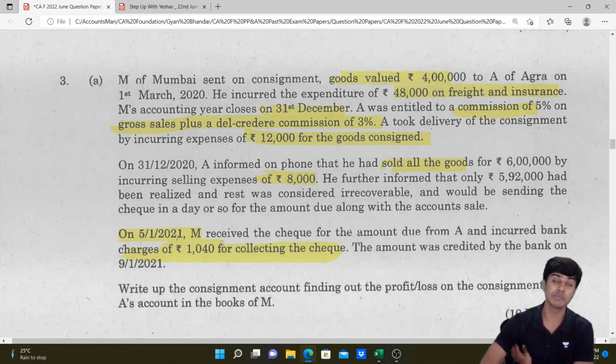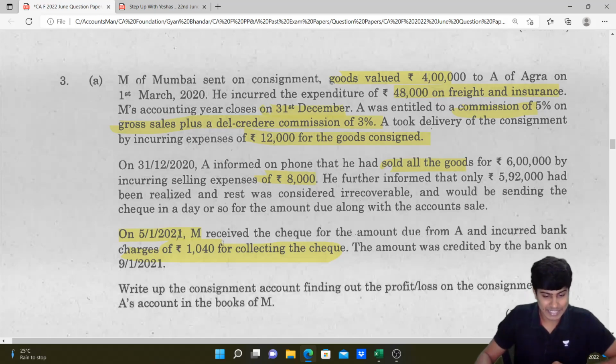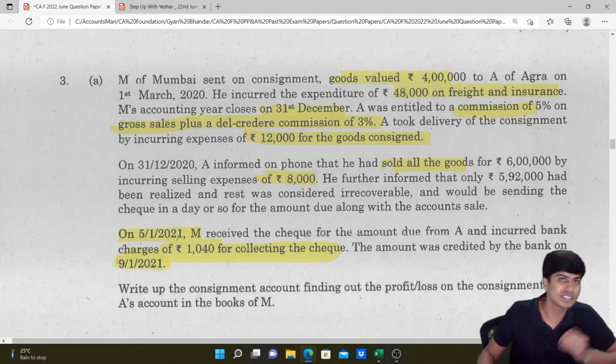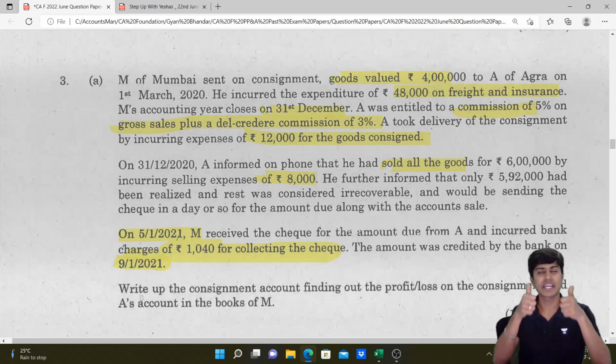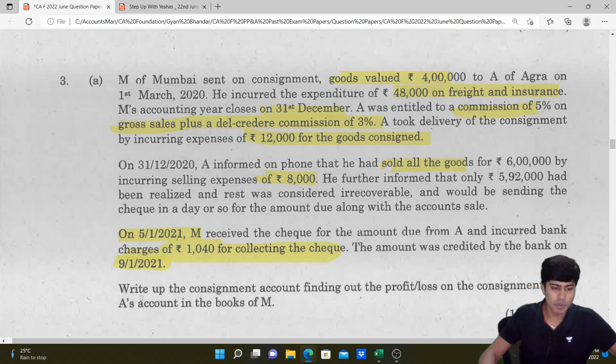You guys get that? We can make provision for this collection charges, rupees 1040. Great. The amount was credited by the bank on 9th of January 2021. So this is in the subsequent year. Write up consignment account, finding out the profit or loss on the consignment and A's account in the books of M. Great. I hope people understood till here.